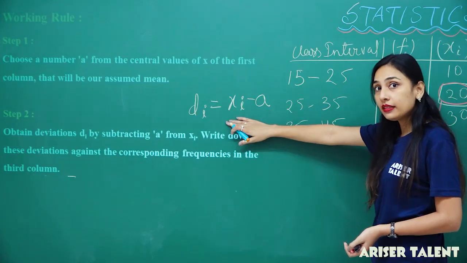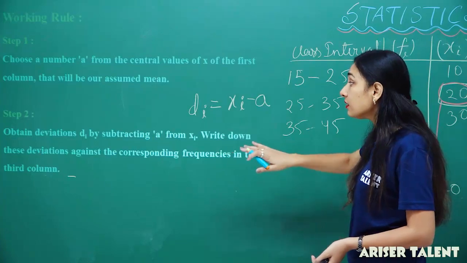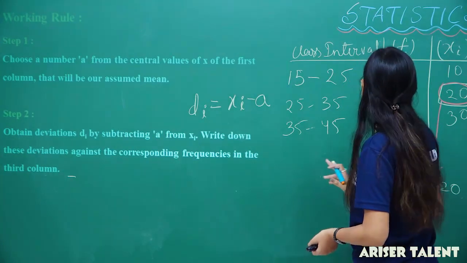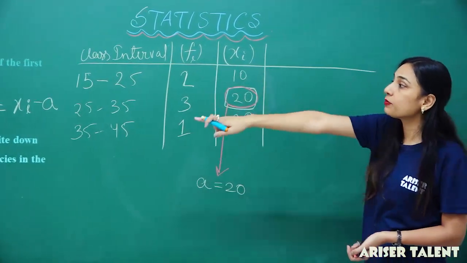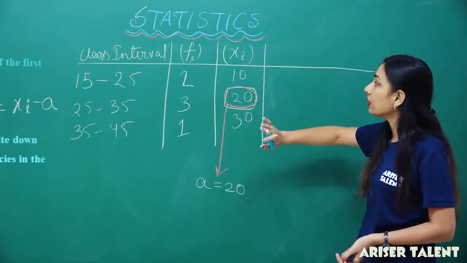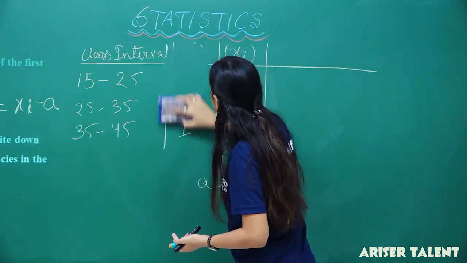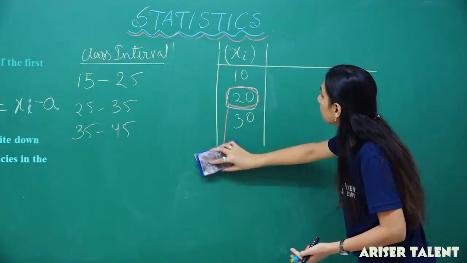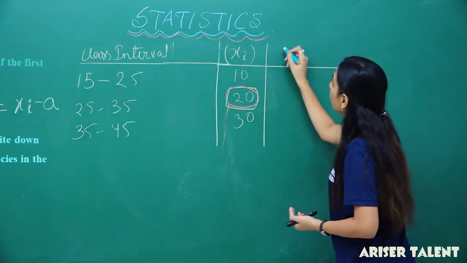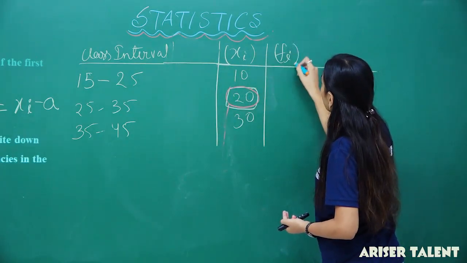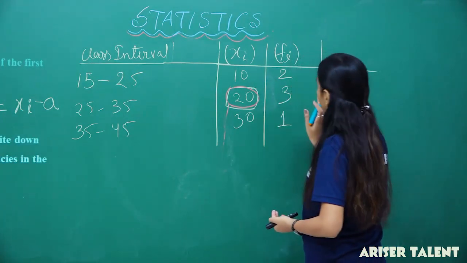So I may write this now in the next column. Write down these deviations against the corresponding frequency in the third column. Now, following the procedure talked about in the question, I have to write the frequency in the next column of xi. So here it will be 3, 2 and 1. Okay, done with that.